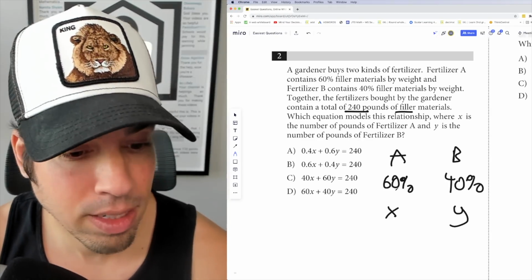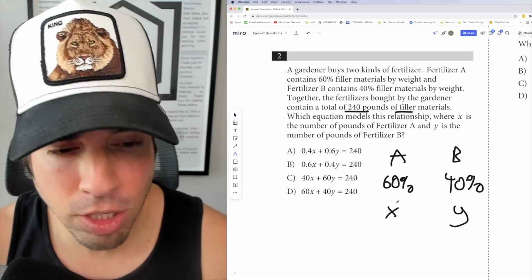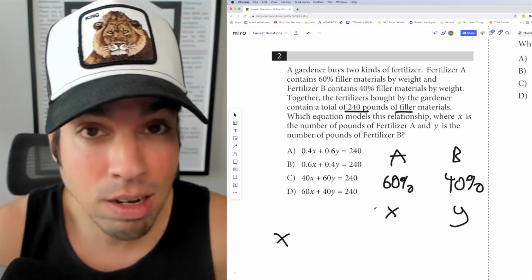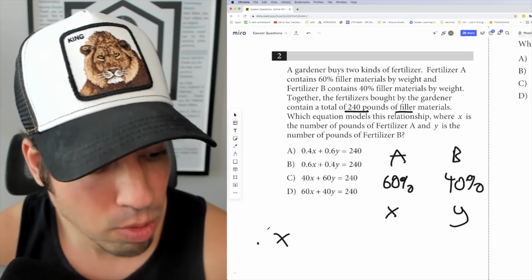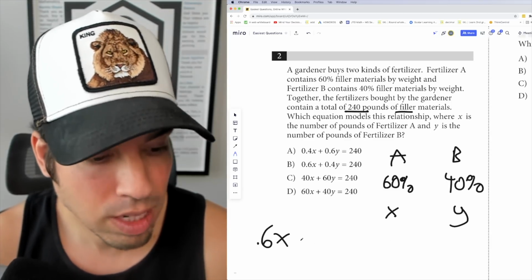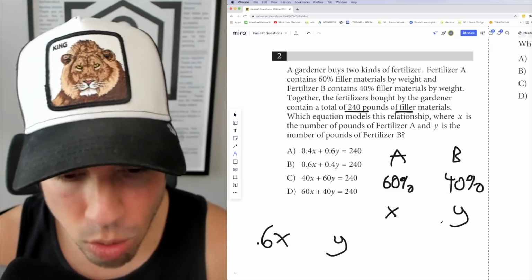So first off, I need to get an expression that represents the amount of filler materials in A. So since X is the total amount of A, 60% of X is filler material. Again, I'm representing that in its decimal equivalent form, 0.6X. Cool. Same with B. Y would be the total amount of B.